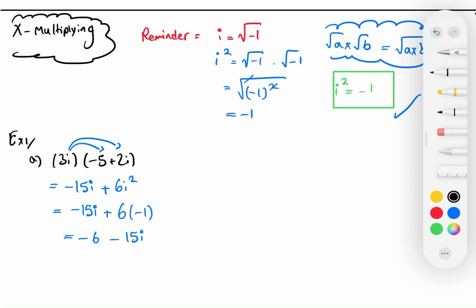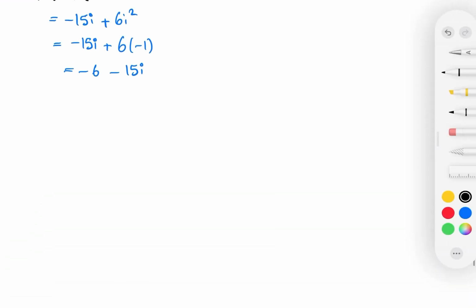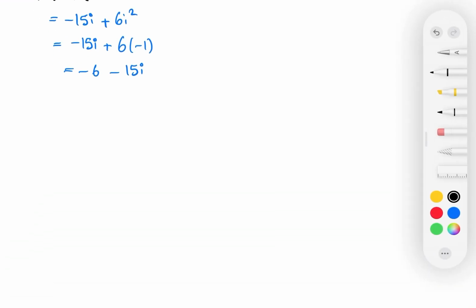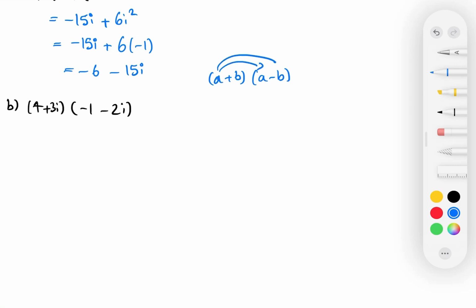All right, that was simple. Let's go ahead and take a look at another example. What happens if we have something like this? B, 4 plus 3i multiplied by -1 minus 2i. Now, first of all, if you guys remember the expansions from algebra, like a plus b multiplied by a minus b, where you had to use the FOIL or basically just use the distributive law, so it's just a times a and then a times -b, and then b times a and b times -b. The same thing actually applies here.